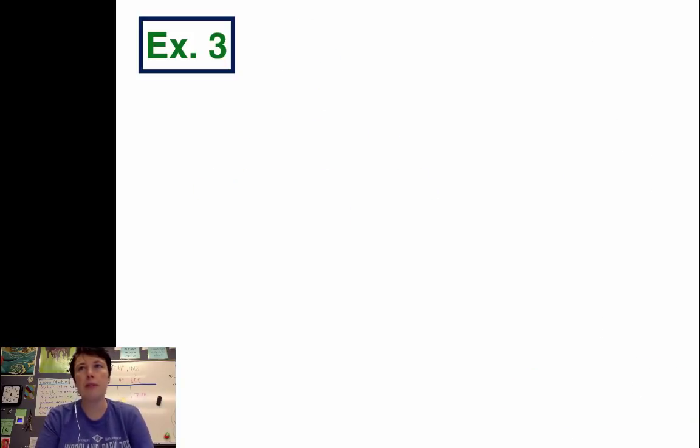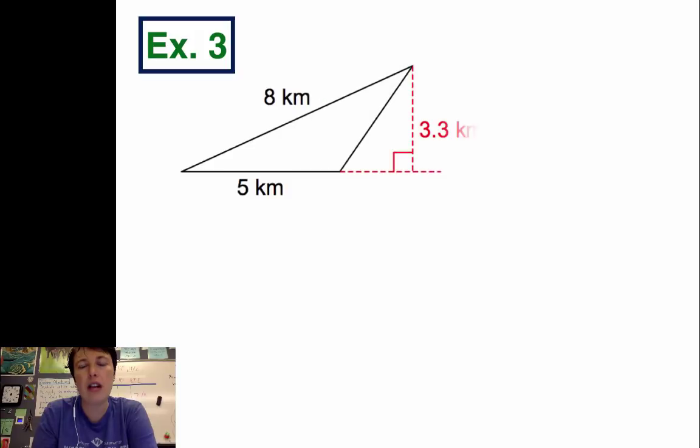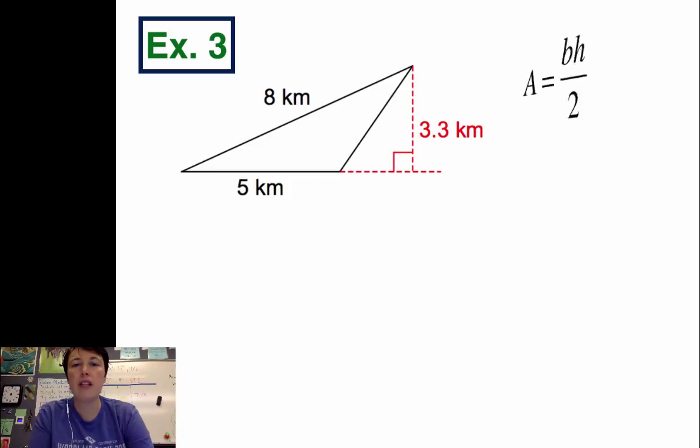Okay, one more, example 3. This time, here's the triangle you'll have to pause and draw. This is a unique triangle because the red dotted line with the little box, the 90-degree angle, is on the outside of it when we measure it. And we're going to write down our formula.